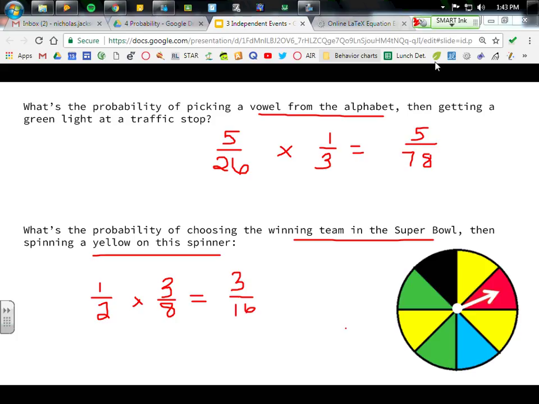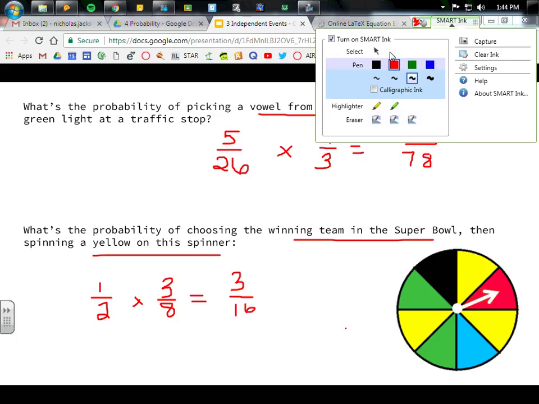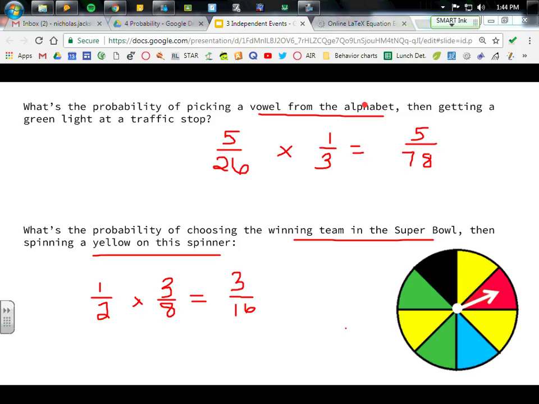All right, so that's it for independent probability for right now, independent events.